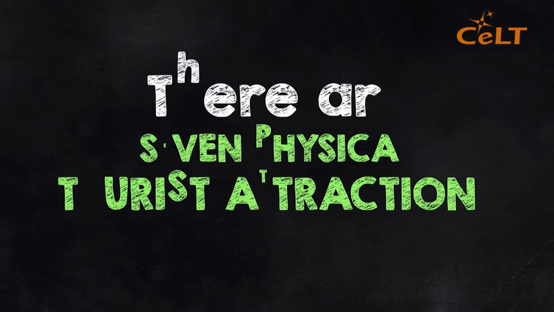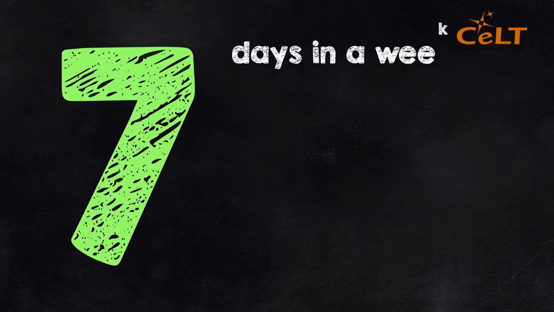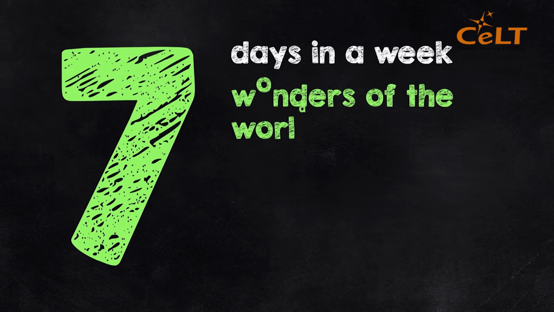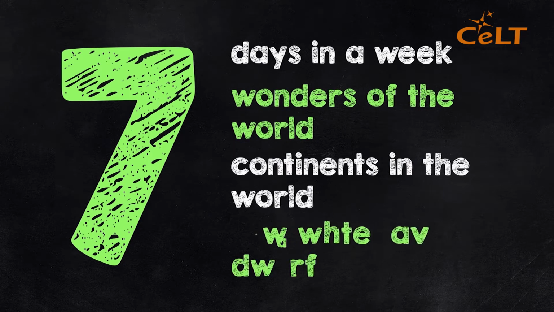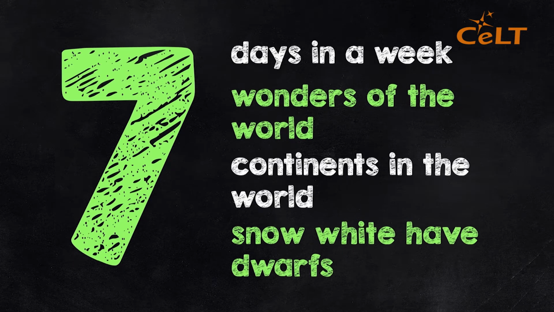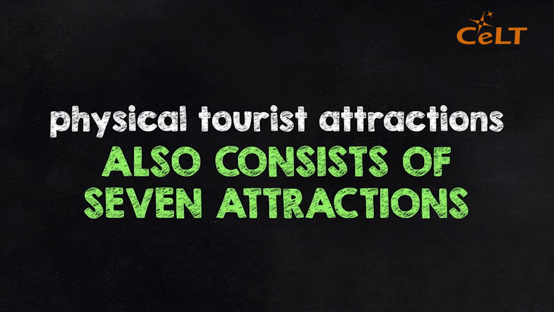There are 7 physical tourist attractions. There are 7 days in a week, 7 wonders of the world, 7 continents in the world, even Snow White have 7 dwarfs. So, you must remember that physical tourist attractions also consist of 7 attractions.